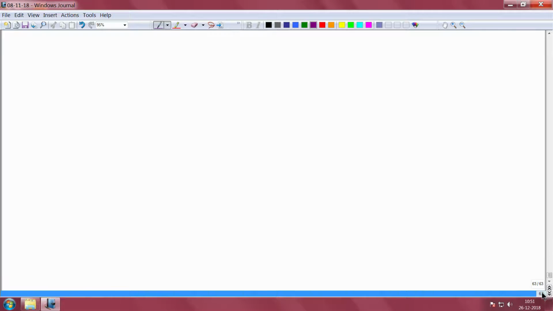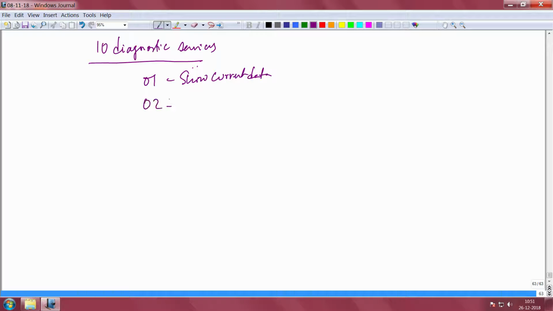There are essentially 10 diagnostic services in this. Actually, you can look this up in Wikipedia, but for completion I will just write it. 01 is show current data, and 02 is show freeze frame data. Very useful for IoT guys. I will tell you why.